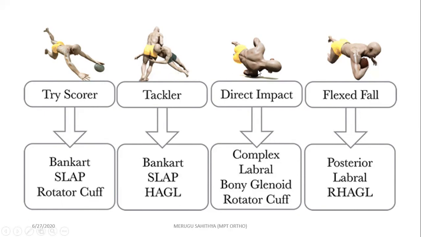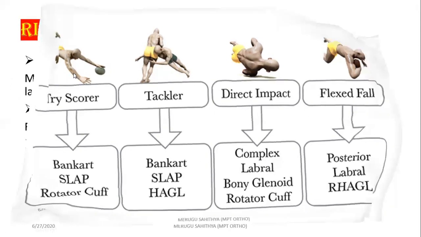This is the direct impact injury. This mechanism will cause complex labral injuries, bony glenoid injuries, and rotator cuff injuries. This is a flexed fall. This mechanism will cause posterior labral injuries and reverse humeral avulsion of the glenohumeral ligament injury. These are the different types of mechanisms. In all of these mechanisms, the shoulder is mostly in the external rotation position and also in the outstretched position.